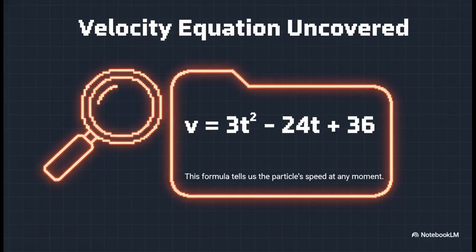And bam! Just like that, we've uncovered our first major piece of evidence. By taking the derivative, we found the particle's velocity equation. This formula tells us the particle's speed and direction at any given moment. This is a huge leap forward in solving our mystery.